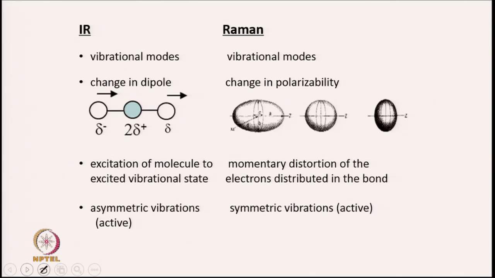We have already discussed Raman a bit in rotational Raman spectroscopy, so I am not going to tell you in detail, but we know that change in polarizability is important for Raman spectroscopy. In IR, excitation of molecules happens to an excited vibrational state, whereas in Raman spectroscopy there is momentary distortion of the electron distribution in the bond. In IR, only asymmetric vibrations are active, particularly for a triatomic linear molecule. In Raman, symmetric vibrations are also active.